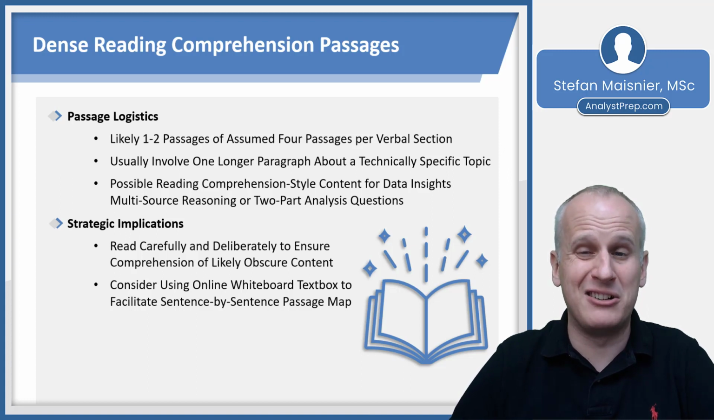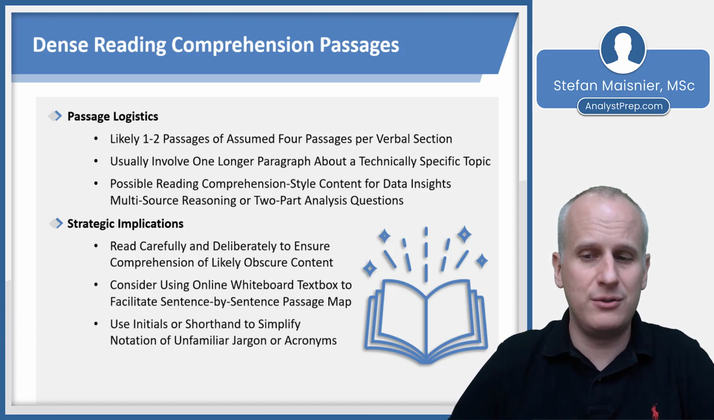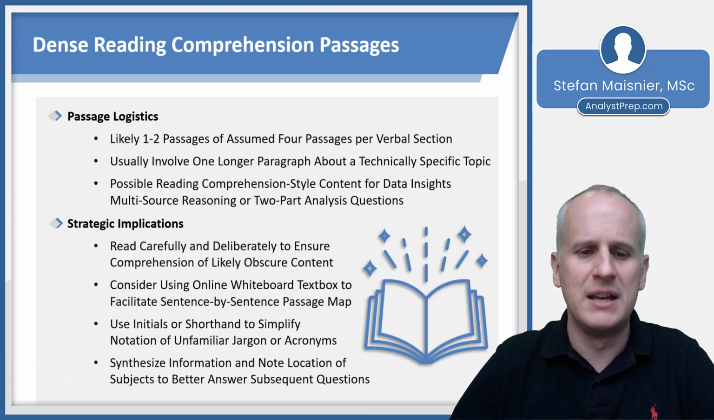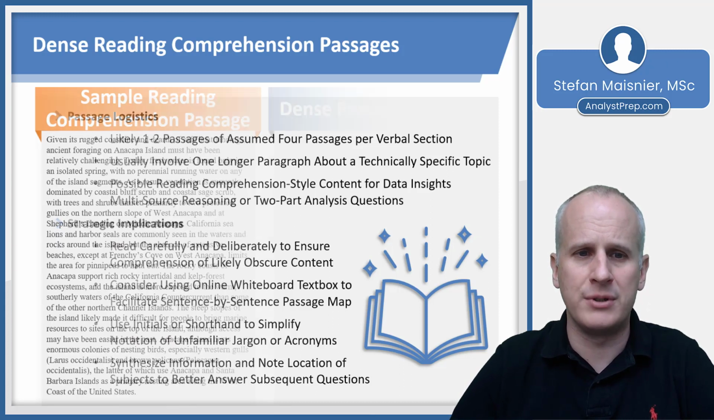I'll be typing here in our example in a moment, but you can also handwrite if that's just your personal preference. You'll want to use initials or shorthand to simplify the notation of unfamiliar jargon and acronyms and synthesize the information and note the location of the subject matter to better answer the questions that show up, 3 or 4 of them, as is likely for our reading comprehension passages in the verbal reasoning section.